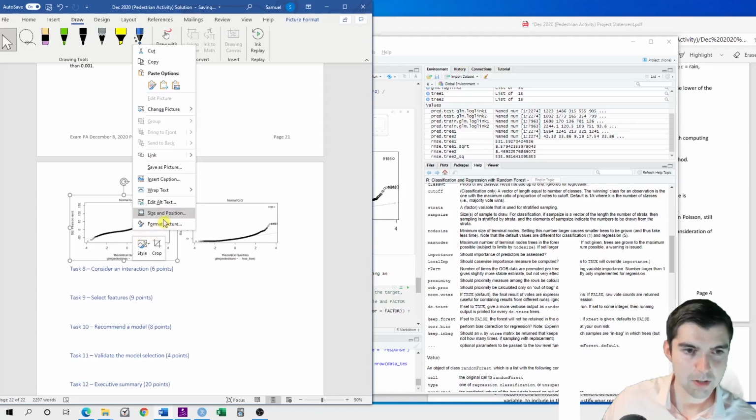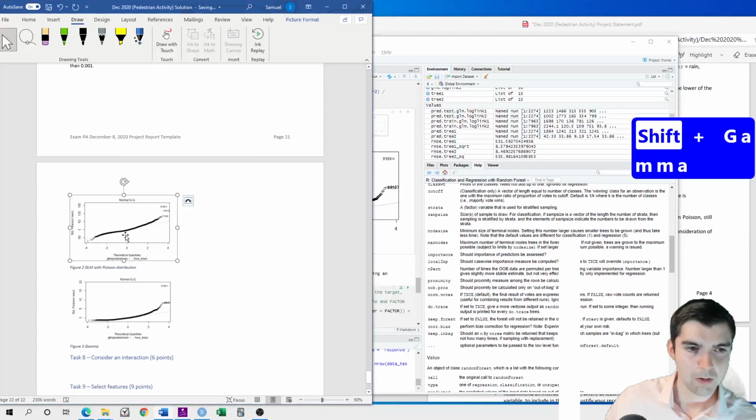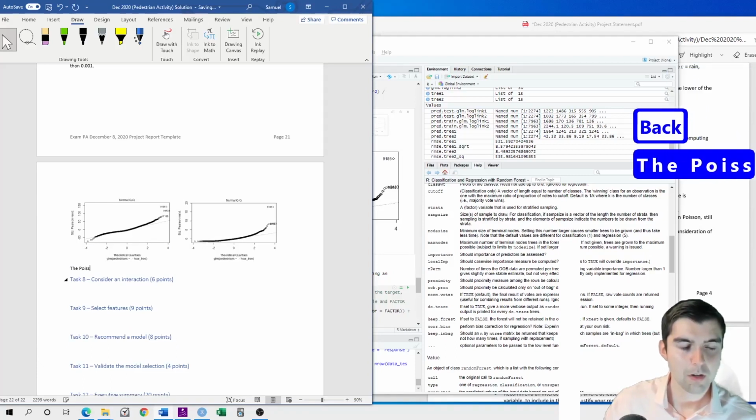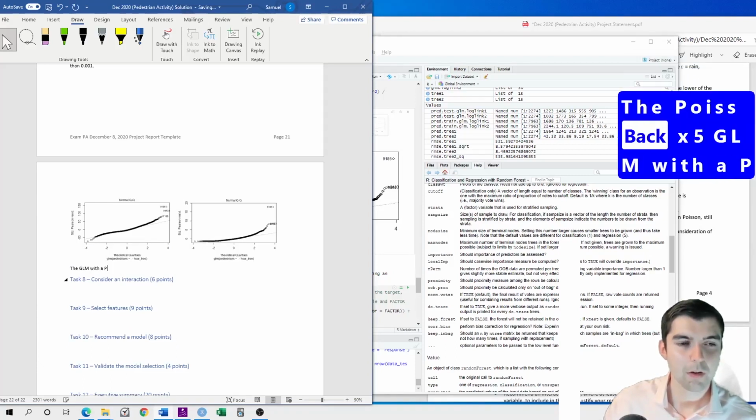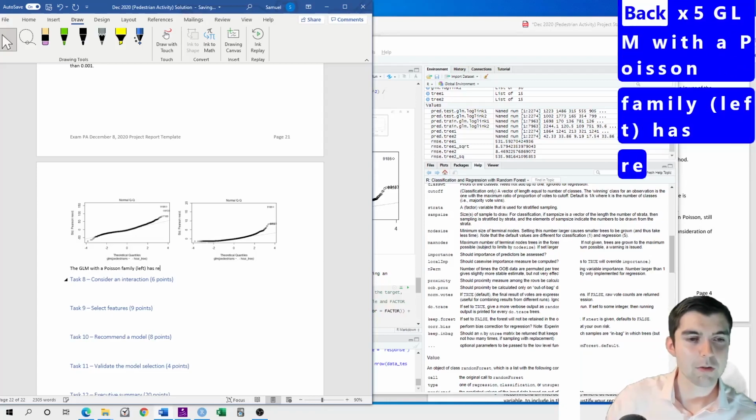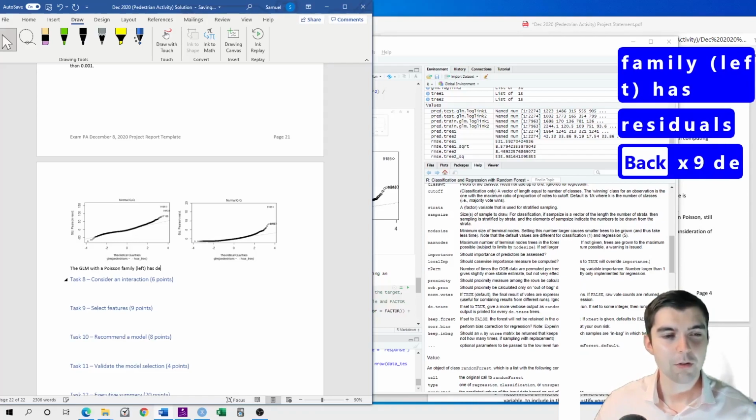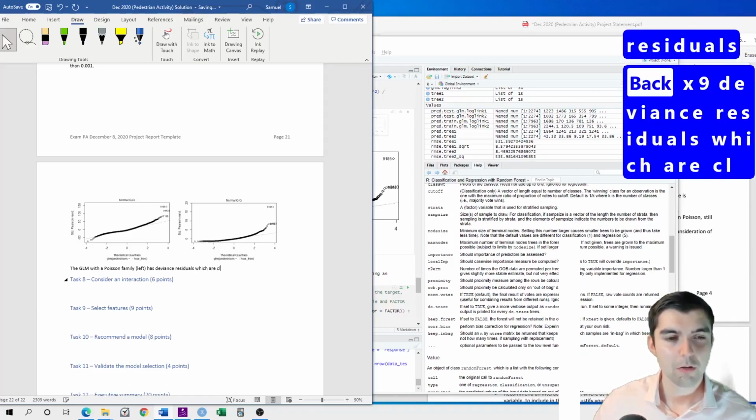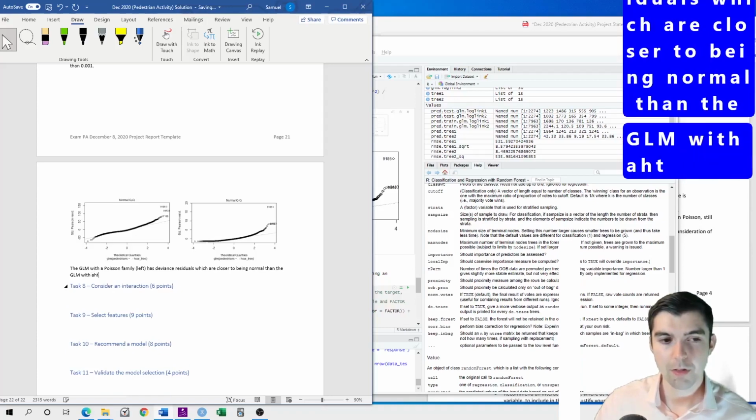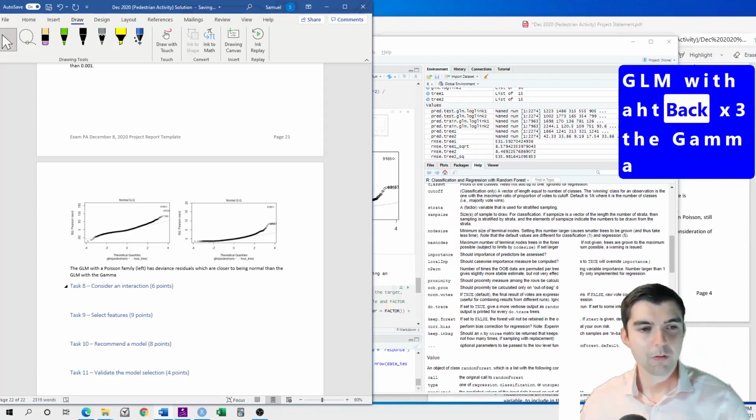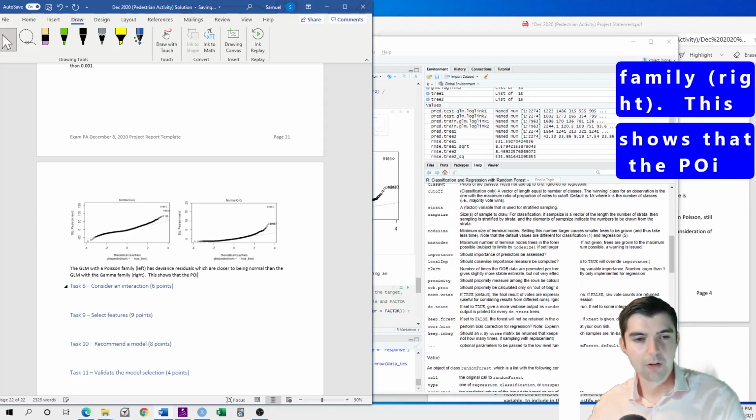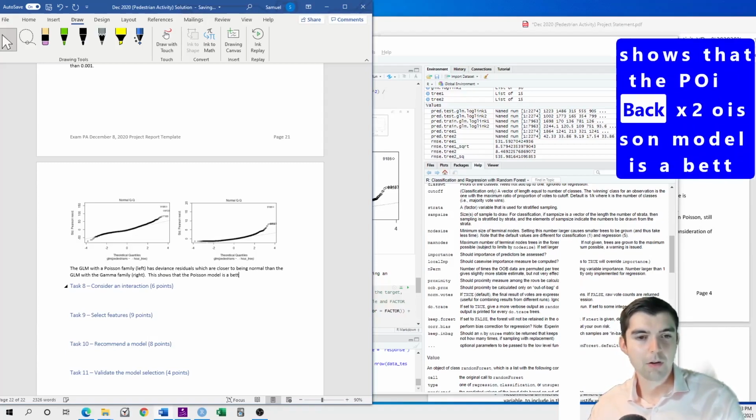And then let's add a caption. So this is the, insert caption. Let's just change that. That is rather annoying. The GLM with a Poisson family on the left has deviance residuals which are closer to being normal than the GLM with the gamma family. This shows that the Poisson model is a better fit to the data.